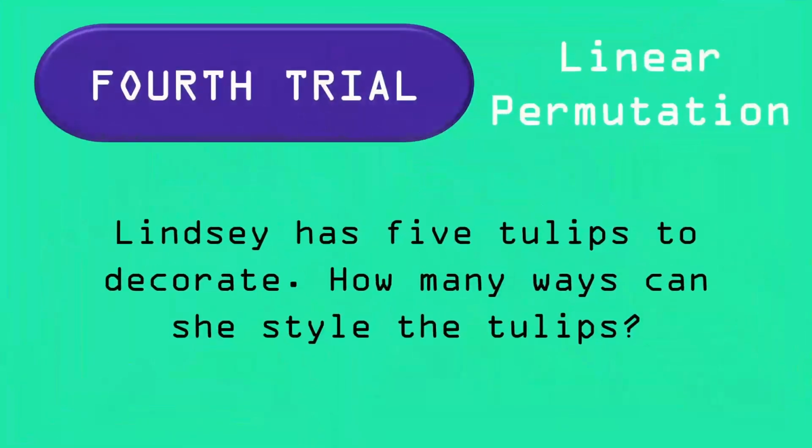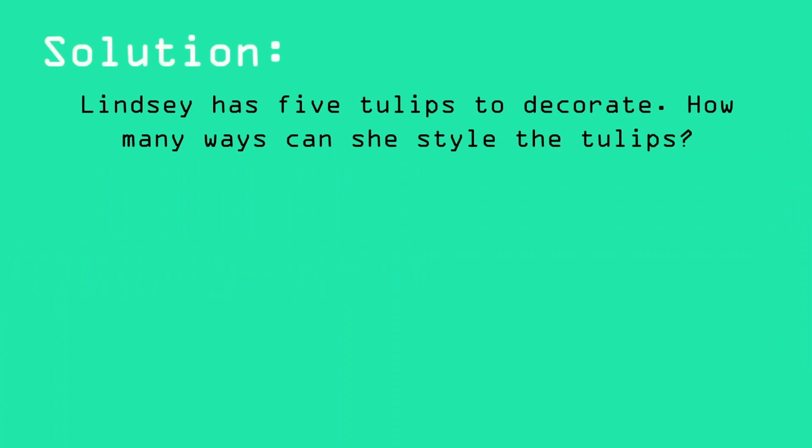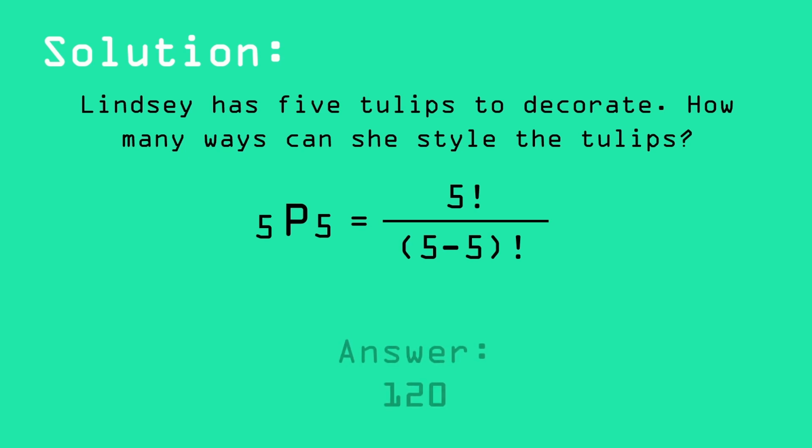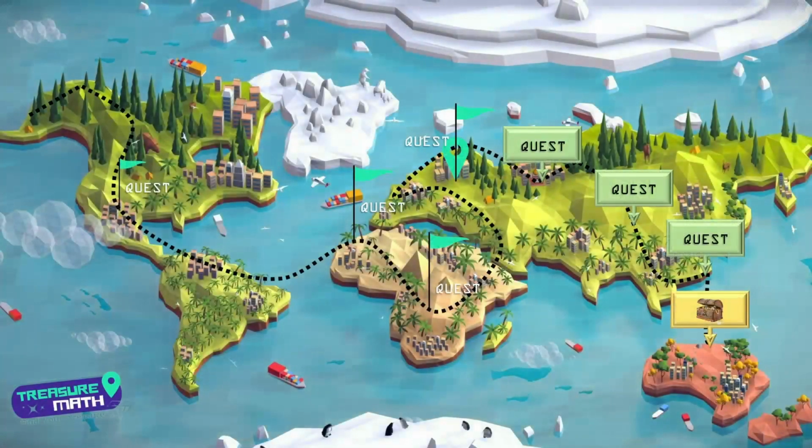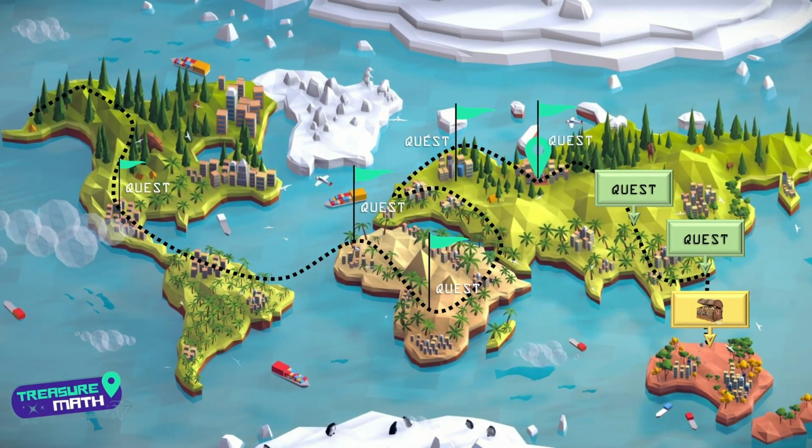The fourth trial. Lindsay has 5 tulips to decorate. How many ways can she style the tulips? Using the linear permutation formula, the answer is 120. You're doing great! Great job, guys! We are getting near. Open the fifth quest. Fifth trial.